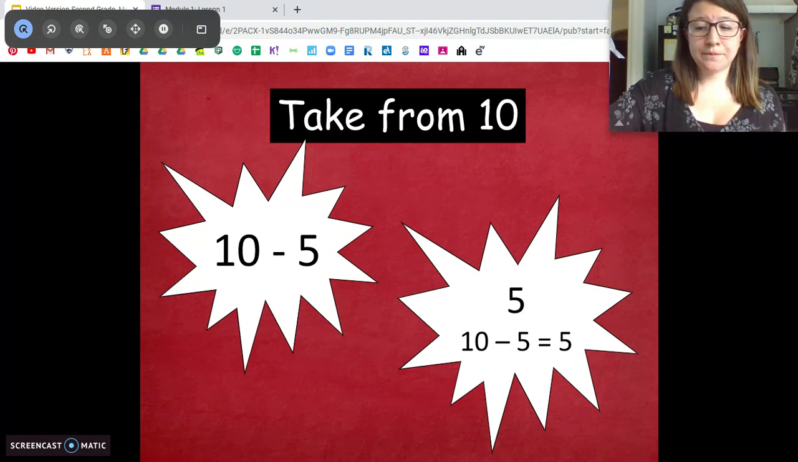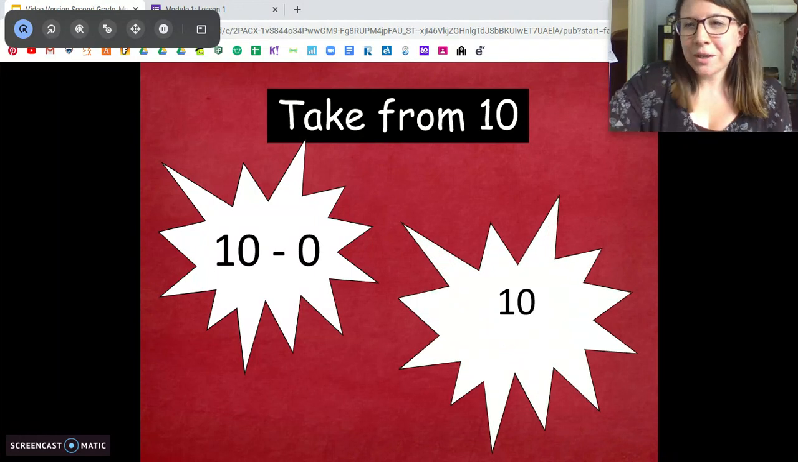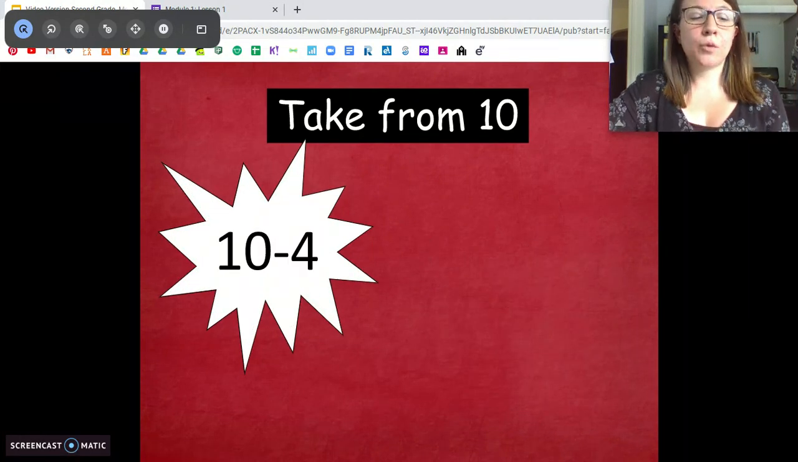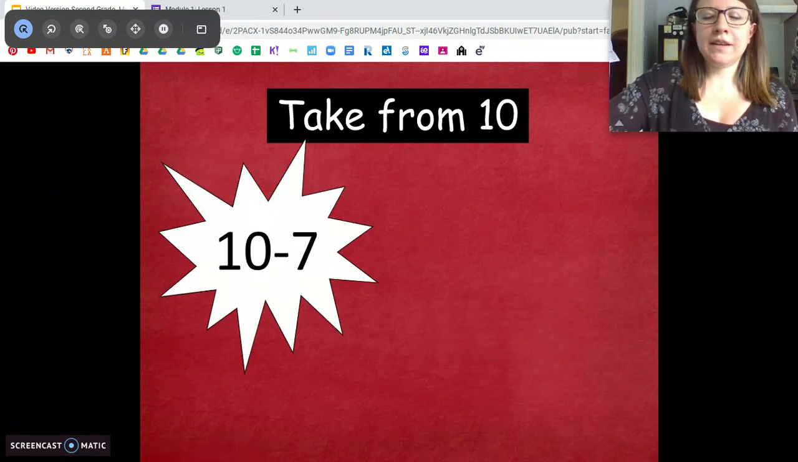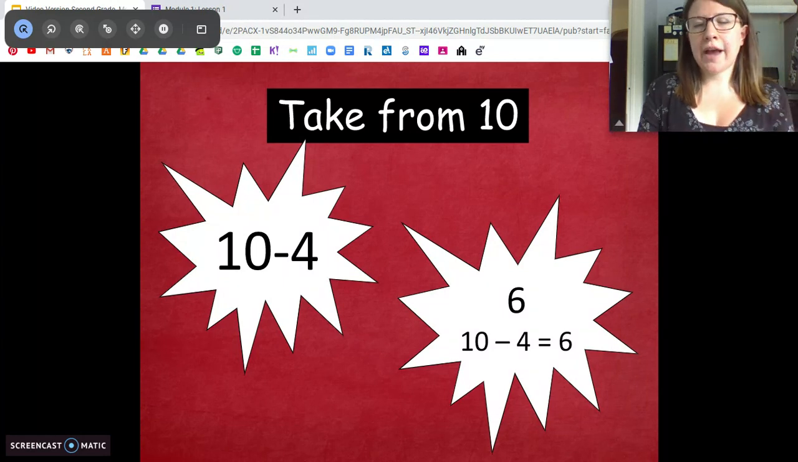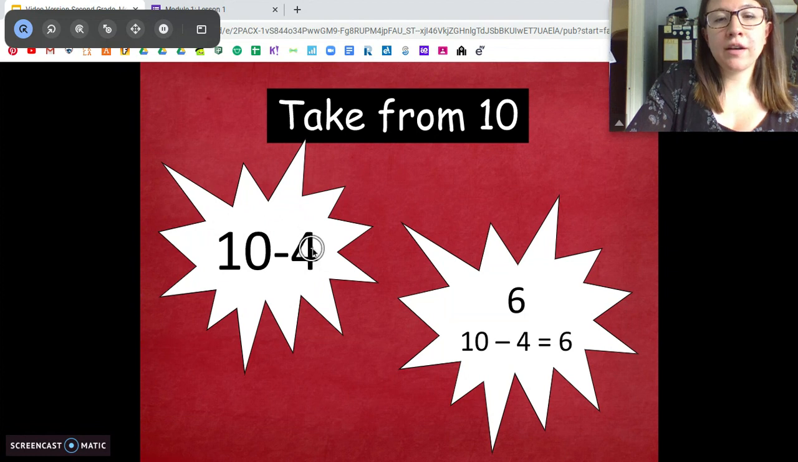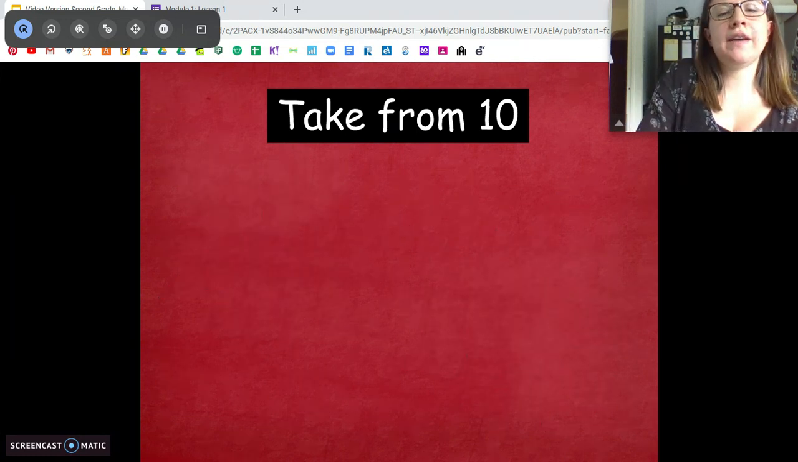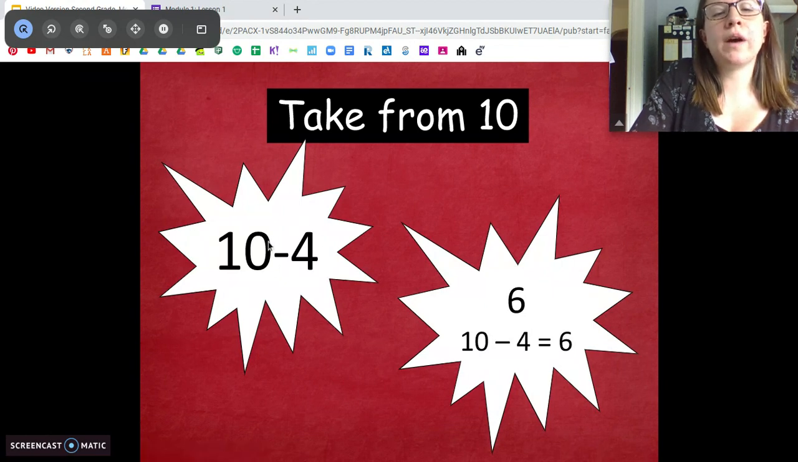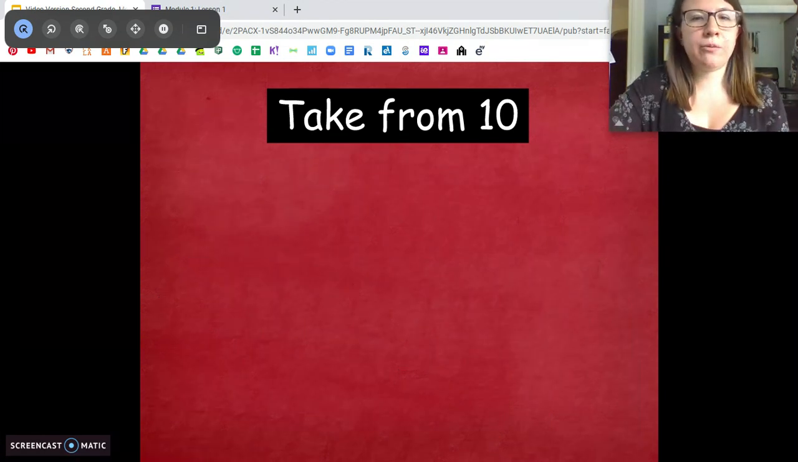Pause it anytime. 10 minus 0. Still going to be 10. Very good. 10 minus 4. 6. Good. Now, if you're having trouble with the subtraction, think about what number you'd need to get this part to 10. So I know my addition facts a little bit better than my subtraction facts. So I would think 4 plus what is going to get me to 10? And I know 4 plus 6 is going to get me to 10. So you can think about it either way, whatever makes more sense to you.